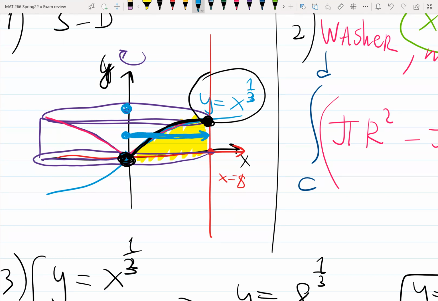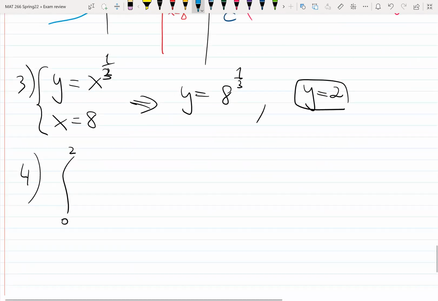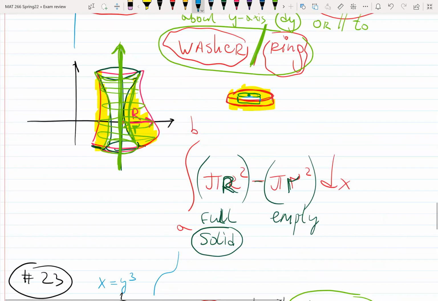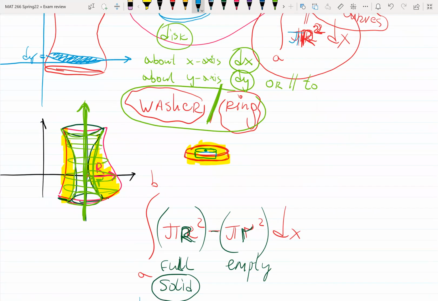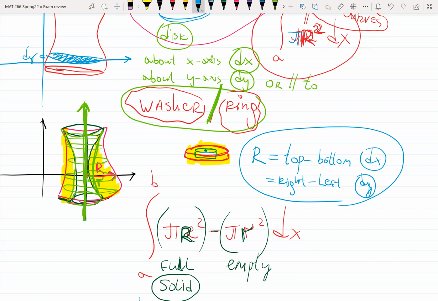We are doing dy case. Dy case is right minus left. So every time you're using this formula, which I created here, pi r squared minus pi r squared, that will be area between graphs. I already said it, but let's review it again. It's going to be either top minus the bottom for the x case, or right minus left for the y case, like so. So that's what I'm doing right now.